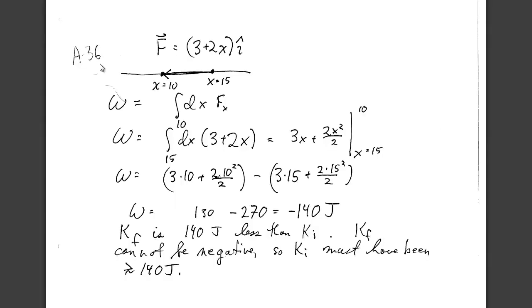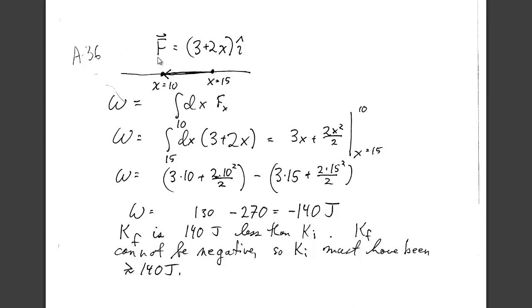We have now reached problem A-36. We have a mass that has acting on it a force 3 plus 2x in the I-hat direction. Of course, that is a force, so it's a vector. The particle moves from x equals 15 to x equals 10. And we ask what work was done on the particle, and also could the initial kinetic energy have been 0? Could the particle have been at rest at x equals 15?